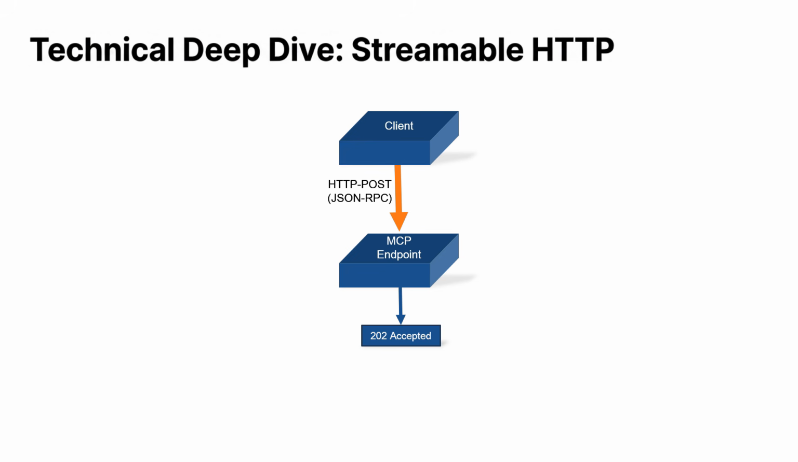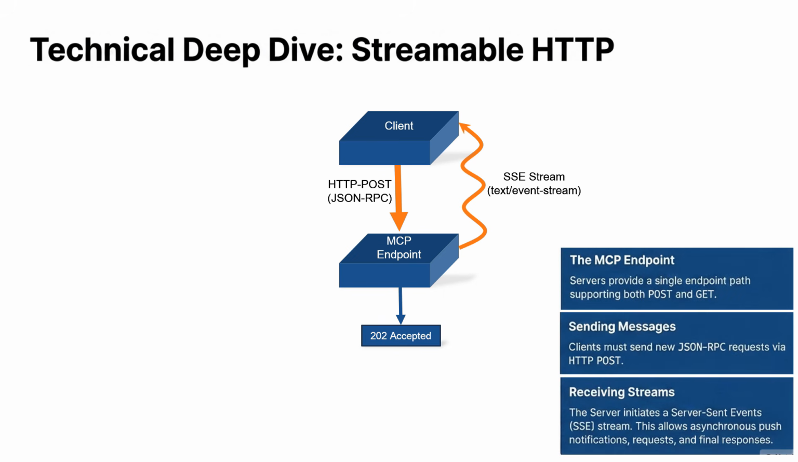This is the clever part. The server initiates a server-sent events stream, which is the SSE stream. Instead of a normal web page that loads and finishes, this creates a continuous text event stream connection. Why is this a game changer? The real magic of using an SSE stream is that it allows for asynchronous push notifications. This means that the server doesn't have to finish everything instantly. It can push updates, new requests, or those final responses back to the client the very second they are ready. It makes the whole AI interaction feel snappy and responsive, even when the server is doing heavy lifting in the background.